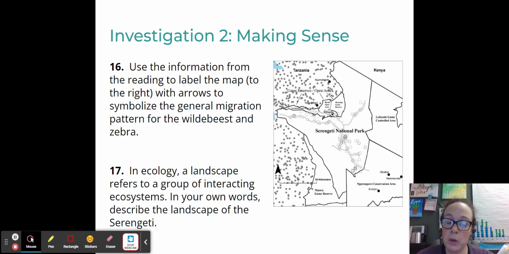Taking that information, what we expect to find with different habitats, we were making some sense from those texts. So question 16, you were going to use the information to label the map. What's the migration? Where do the species hang out in the spring? Where do they go in the winter seasons? Then, knowing that in ecosystem science a landscape refers to interacting ecosystems together, when you describe the landscape of the Serengeti, go back to the reading and look for the different varieties of ecosystems that are there.